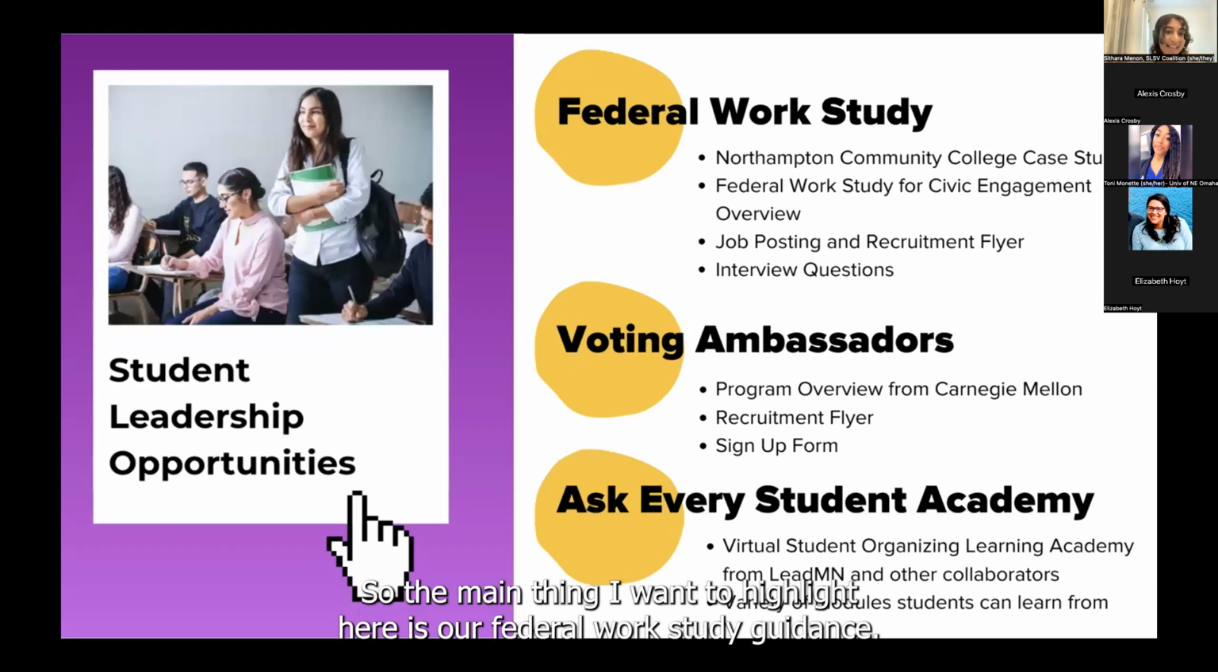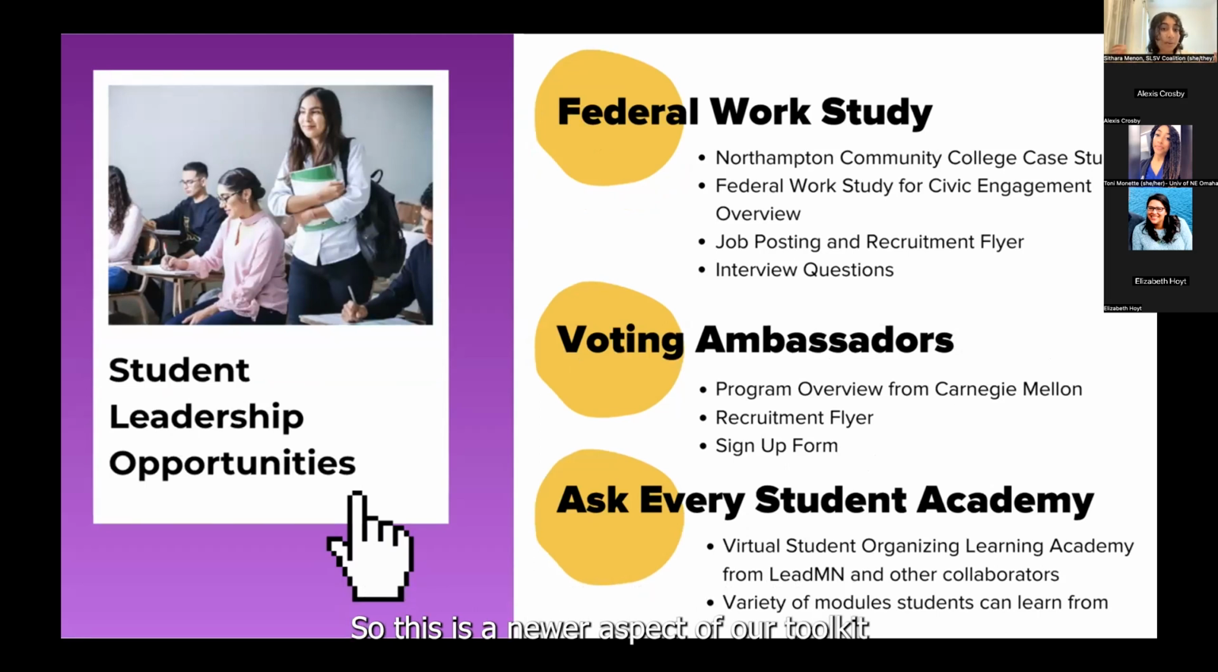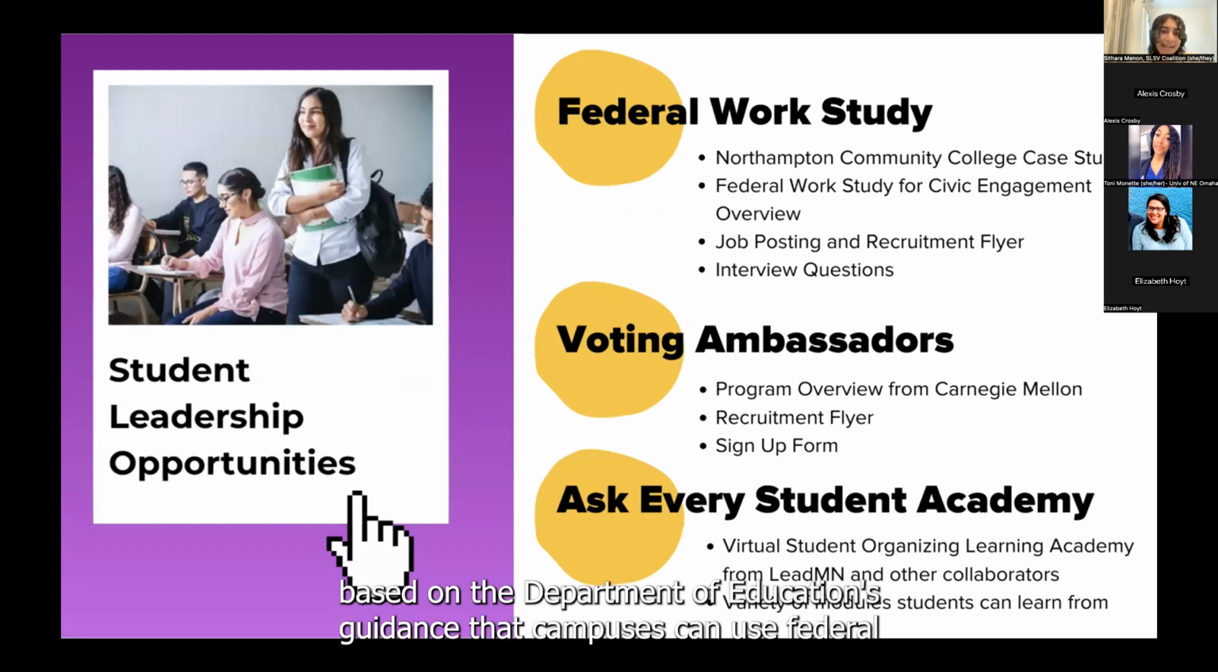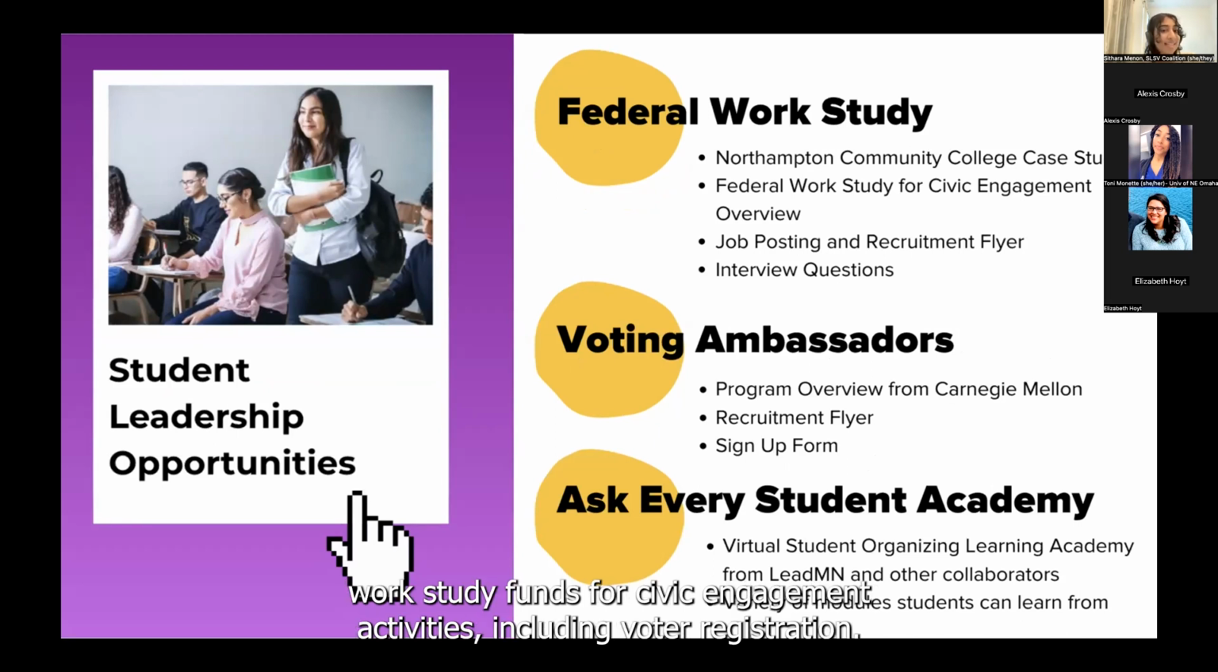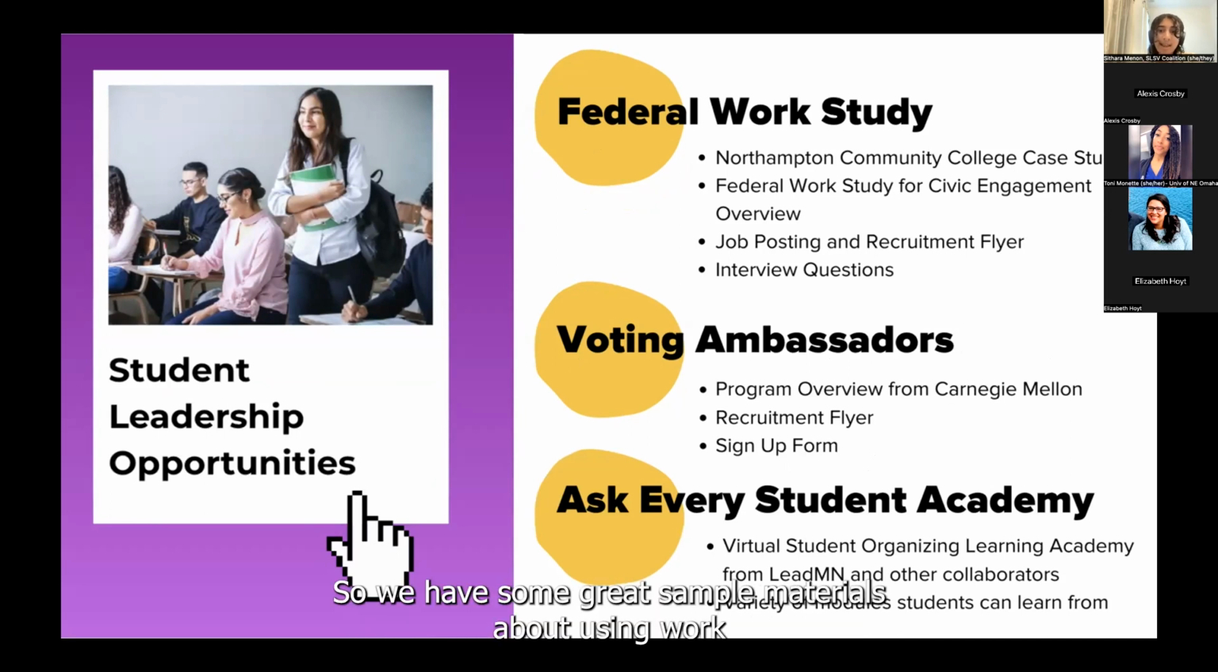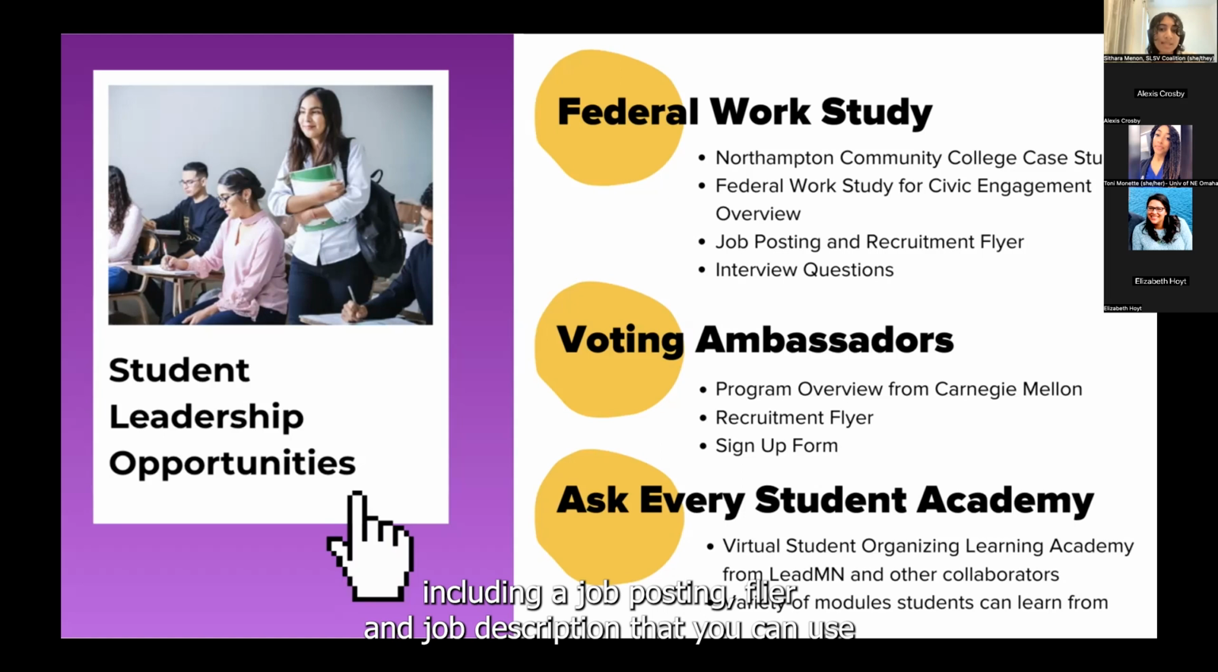And then the next section on the next slide is focused on student leadership. So the main thing I want to highlight here is our federal work study guidance. So this is a newer aspect of our toolkit based on the Department of Education's guidance that campuses can use federal work study funds for civic engagement activities, including voter registration. So we have some great sample materials about using work study funds on your campus for civic engagement student worker jobs, including a job posting flyer and job description that you can use when working with campuses to create these paid positions so that students can be compensated for their work.